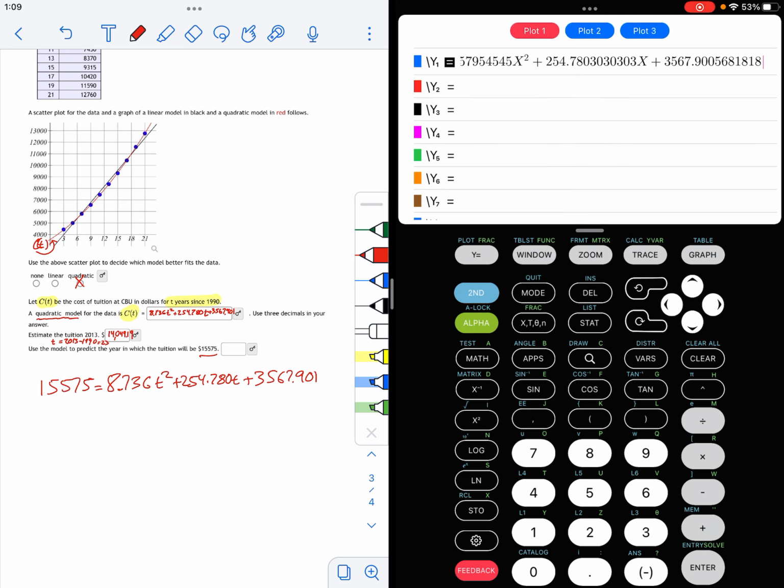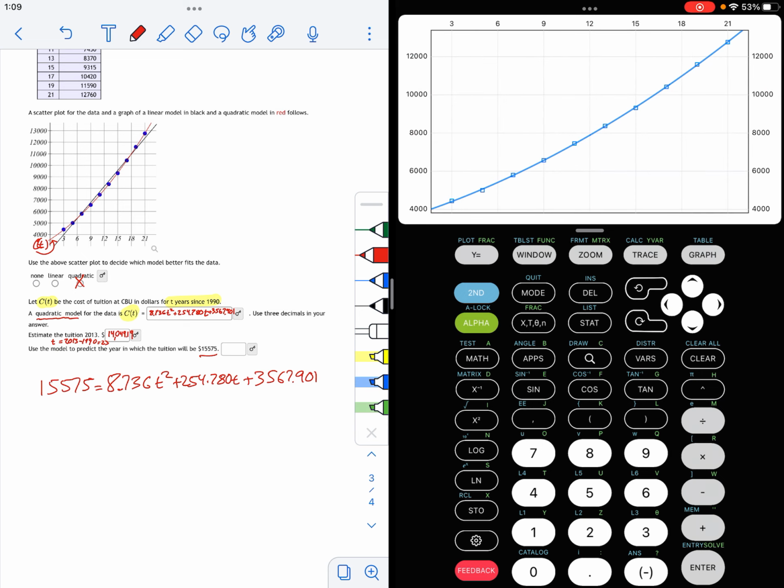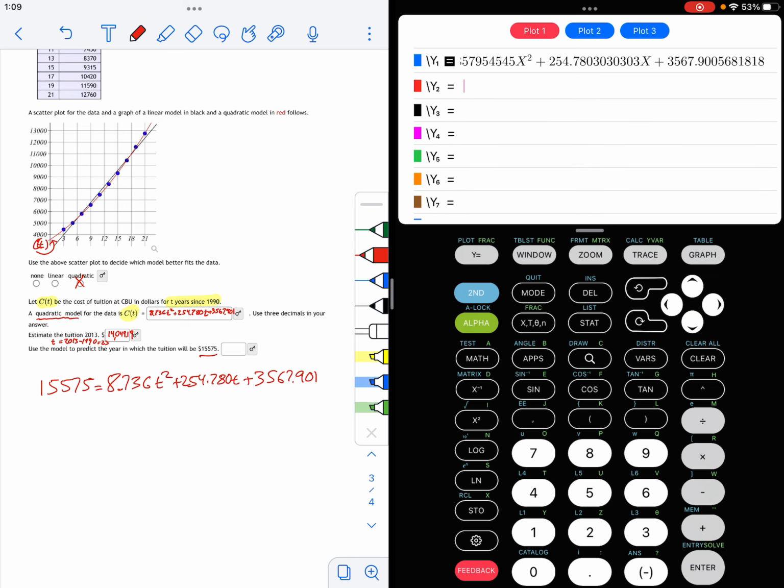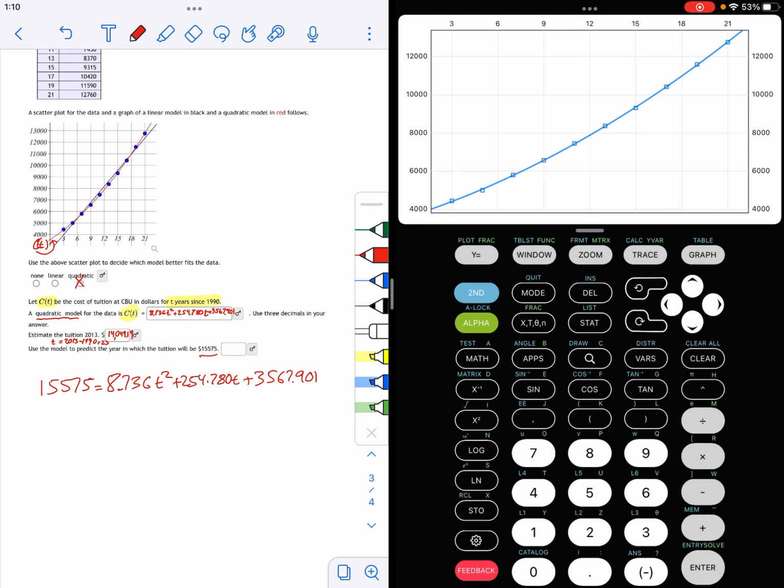Here's our function right there, and if we hit graph, you'll notice there it is. The best way to do this is to use our graphical approach, by going to our second equation and entering 15575 and graphing. You'll notice it doesn't show there. I need to change the window. Look at the y value; it only goes up to about 12,000. I need to be up to 15,000, actually 16,000.